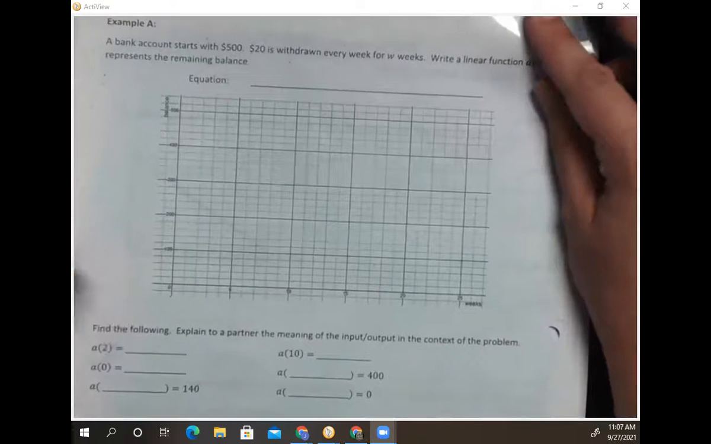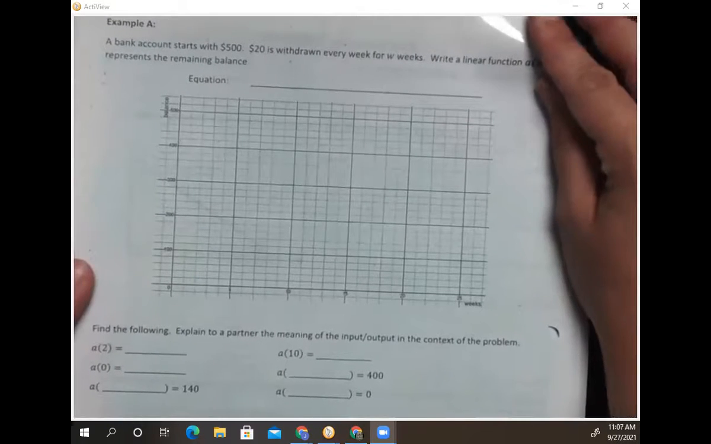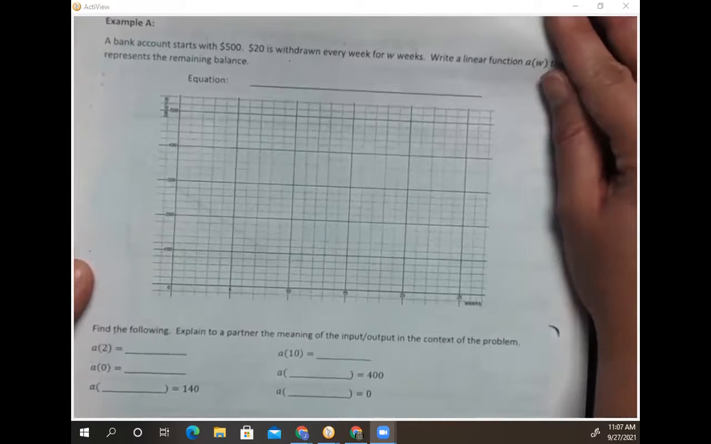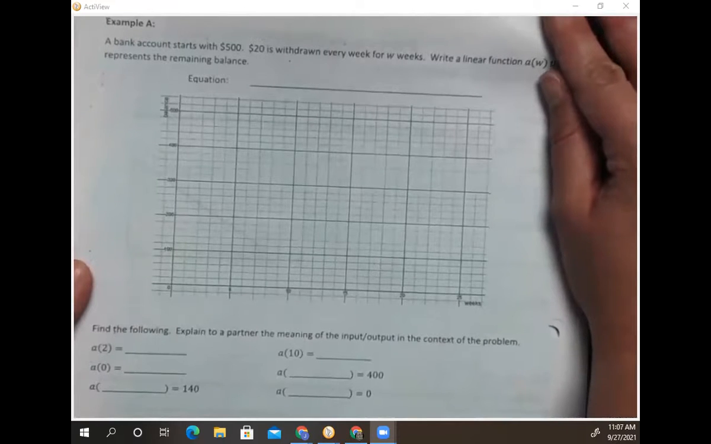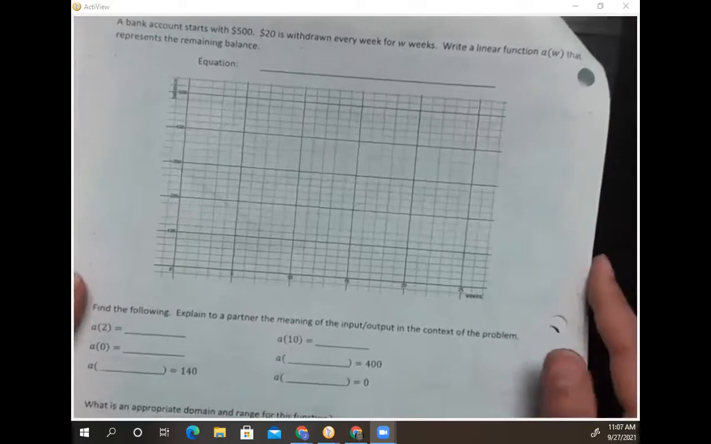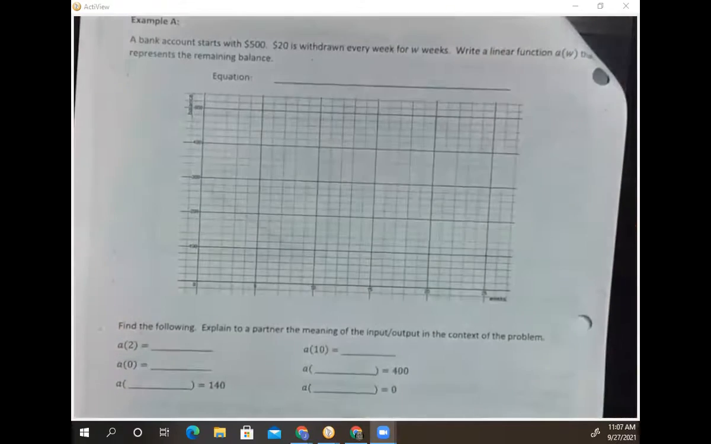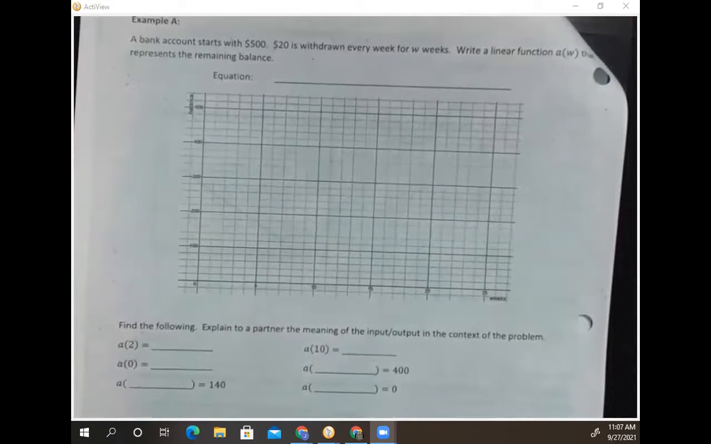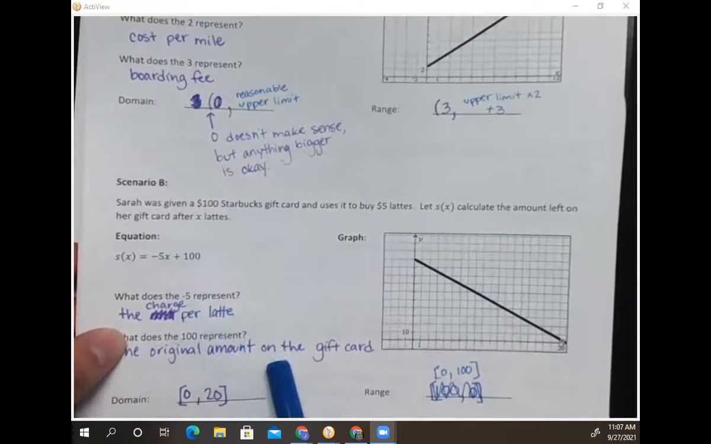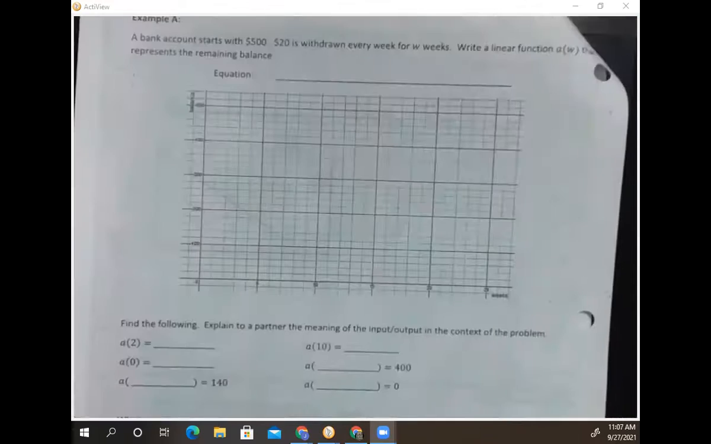So on page 86, example A here, says a bank account starts with $500. $20 is withdrawn every week for W weeks. Write a linear function A of W that represents the remaining balance. Okay, so I'm going to kind of model this off of our gift card problem from the last page. At the end of their function, they had 100, and we said that was the original amount on the card.